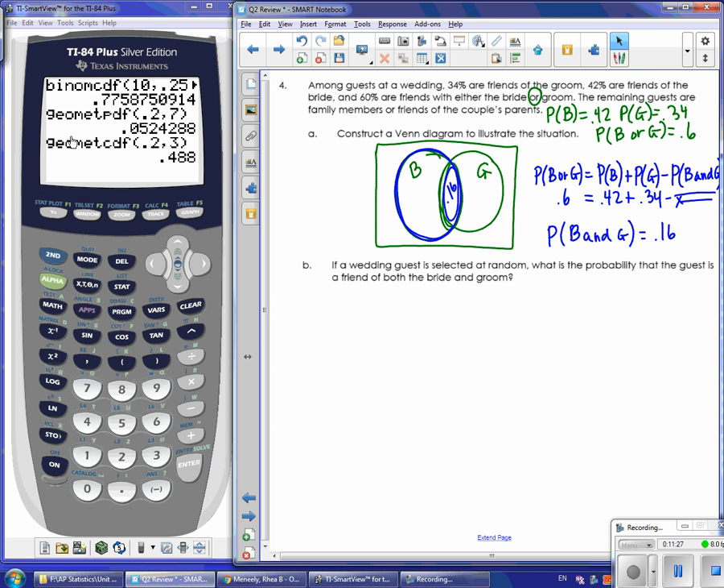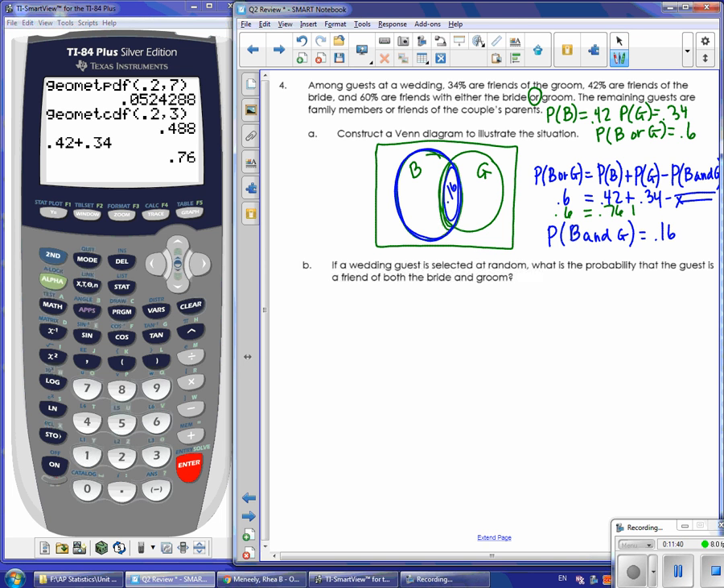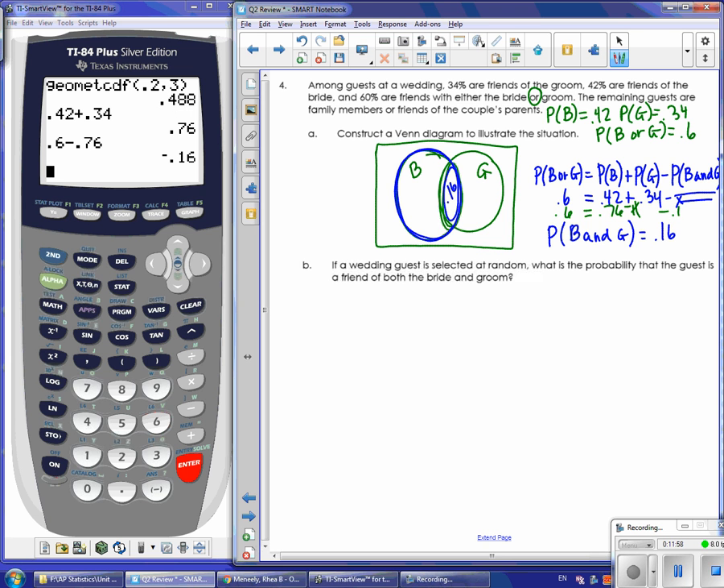Okay, so let's go back so you can see where I came up with that 16%. The 0.42 plus the 0.34 ends up being 76%. So basically we have 0.6 is equal to 0.76 minus x. So if I solve for x, if I subtract 0.76 from both sides, I'm going to get a negative 0.16, and that's going to equal a negative x. So negative 0.16 is equal to a negative x. And if I divide through by negative 1, I get the 0.16.